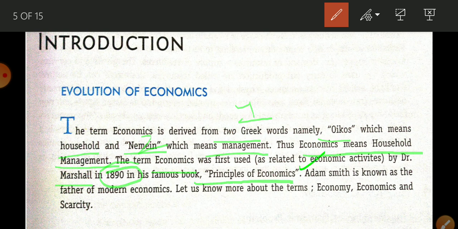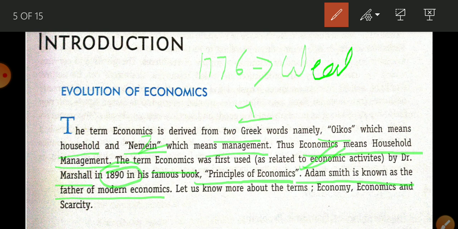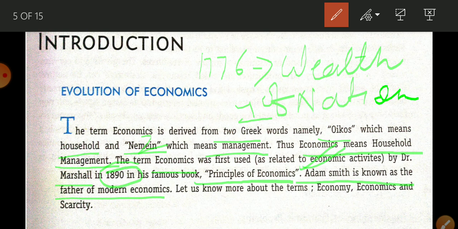And this is the most important question: who is known as the father of economics? Adam Smith. He wrote his book in 1776, and the name of the book is Wealth of Nations. This is a worldwide famous book written by Adam Smith. Because of that, he is known as the father of economics.